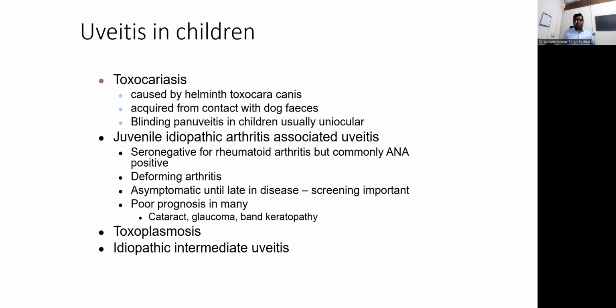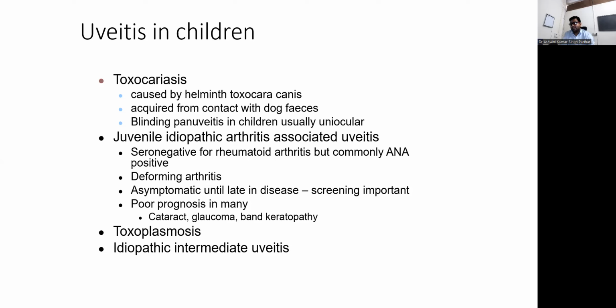So, coming to uveitis in children: all the features which we have mentioned can develop uveitis in children also, but there are a few particular conditions which can cause uveitis in children. For example, toxocariasis. Toxocariasis is caused by Toxocara canis, which is a helminth. It occurs from contact with dog feces. As I mentioned, Toxoplasma gondii usually occurs with cat feces, while this occurs with dog feces. It can lead to pan-uveitis in children, usually unilateral.